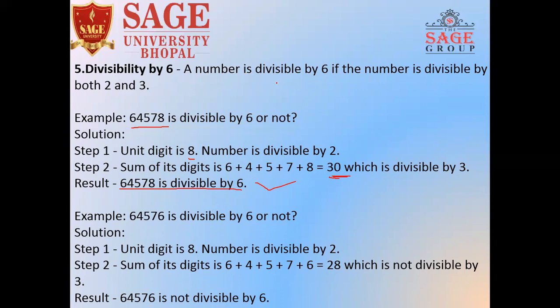So the conclusion is that a number is divisible by 6 if the number is divisible by both 2 and 3. Another example, 64576. The unit digit is 6. 6 is divisible by 2, then the entire number is divisible by 2. But while checking its sum, we get 28, and 28 is not divisible by 3. So that means the entire number 64576 is not divisible by 6.